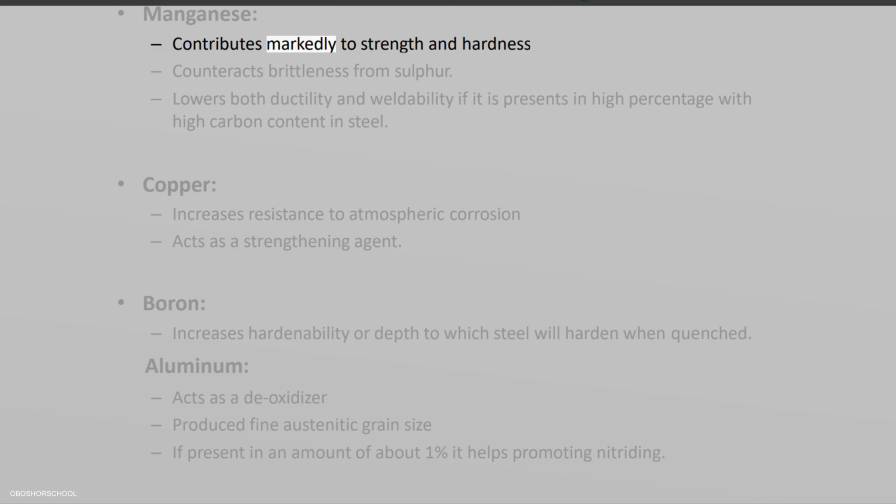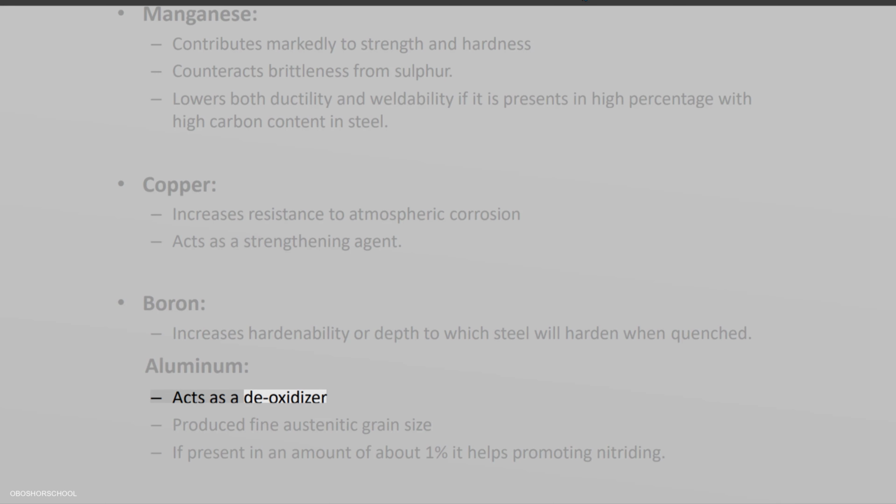Manganese contributes markedly to strength and hardness, counteracts brittleness from sulfur. Lowers both ductility and weldability if it is present in high percentage with high carbon content in steel. Copper increases resistance to atmospheric corrosion, acts as a strengthening agent. Boron increases hardenability, or depth to which steel will harden when quenched.